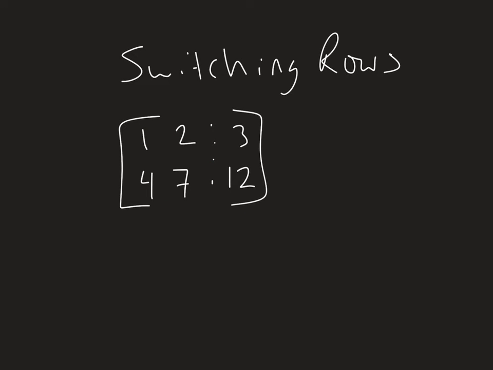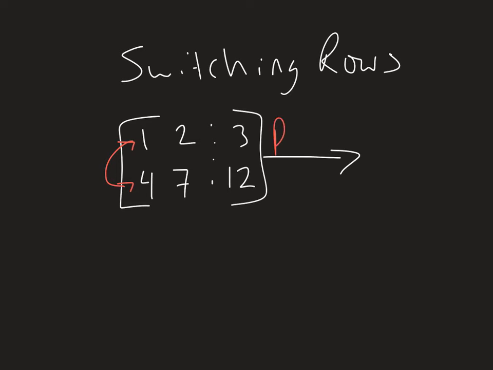So let's talk about the first operation. The very first one I can do is I can switch rows. In this case, I'm only looking at one where we have 2 equations and 2 variables, just for the sake of simplicity. I can theoretically switch the order of these 2 rows, and I'm not changing the system of equations, I'm just giving them in a different order.